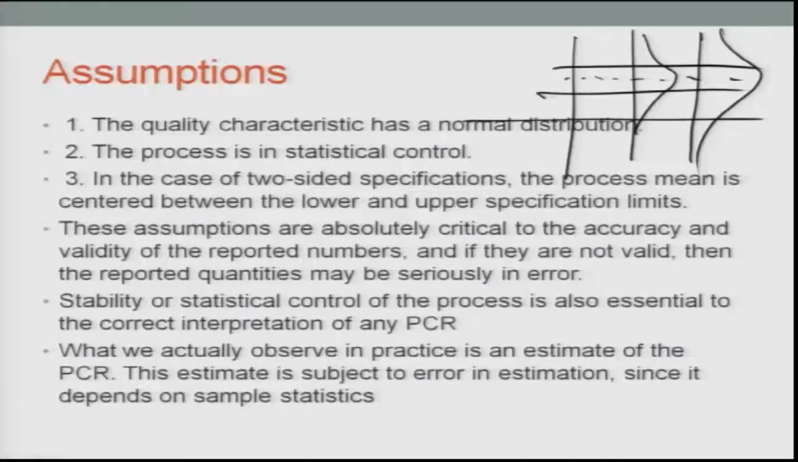So, these assumptions are absolutely critical to the accuracy and the validity of the reported numbers, and if they are not valid, then the reported quantities may be seriously in error. So, stability or statistical control of the process is also essential to have a correct interpretation about the PCR. What we actually observe in practice is an estimate of the probability, the ratios which we are talking about. The estimate is subject to the error in estimation, since it depends on the sample statistic.